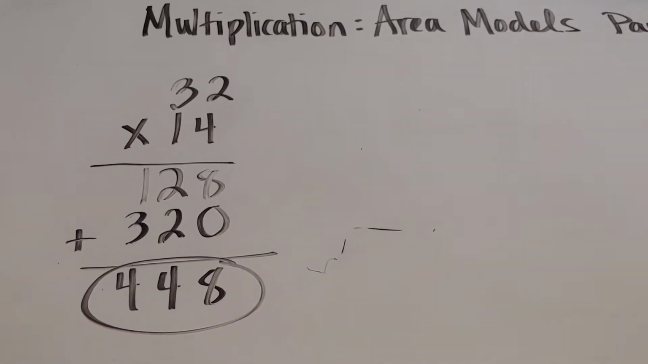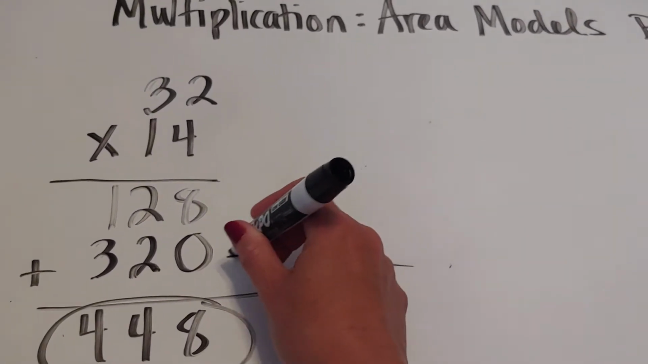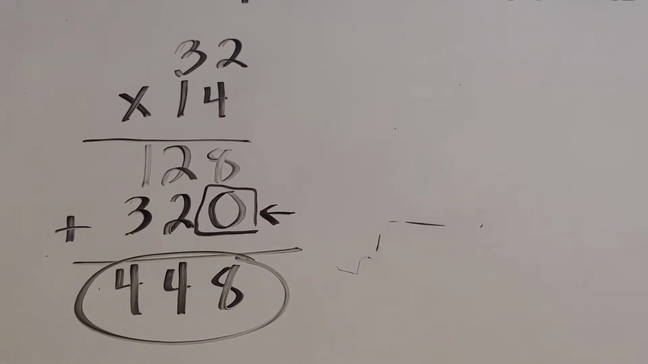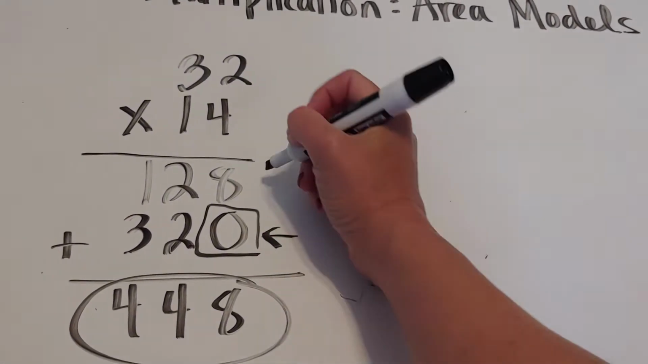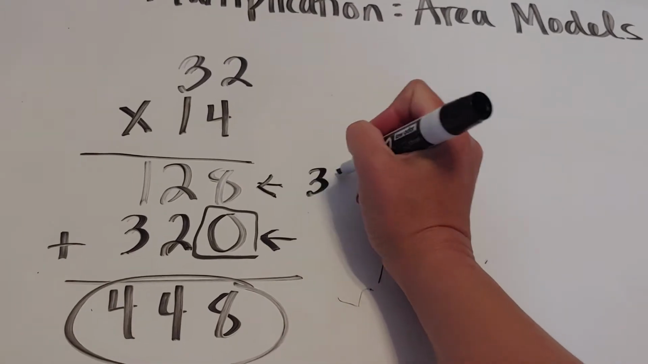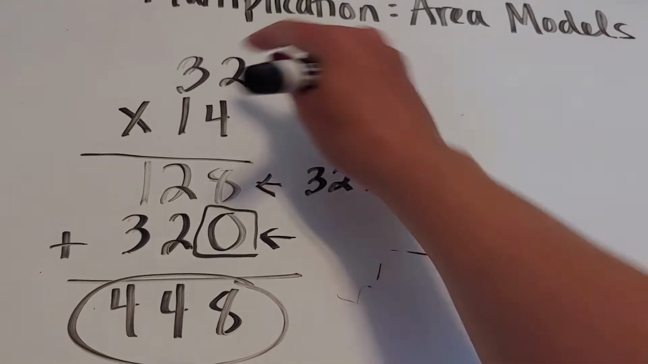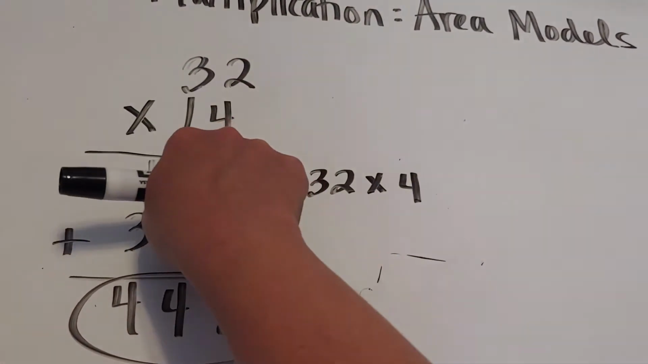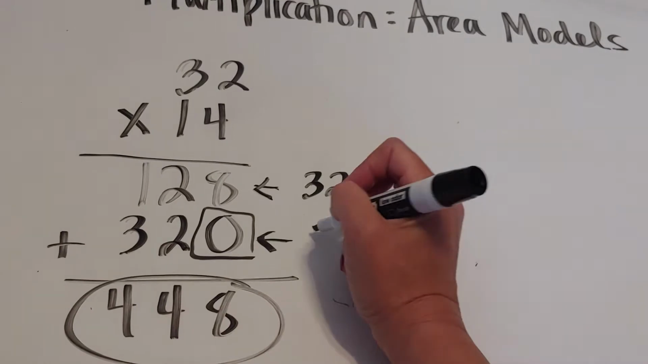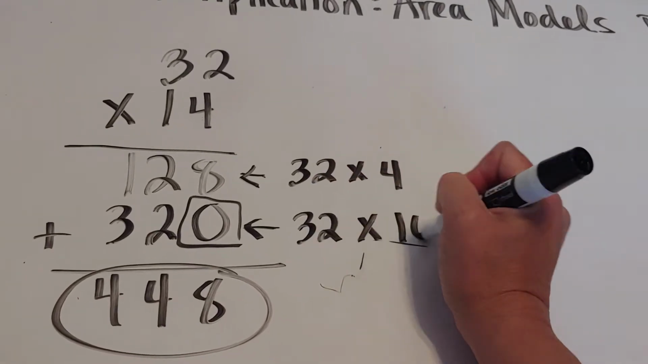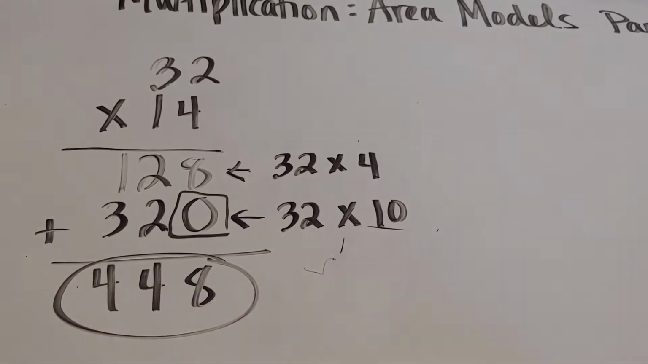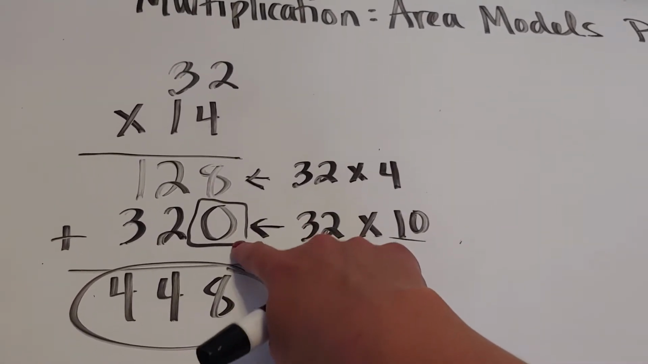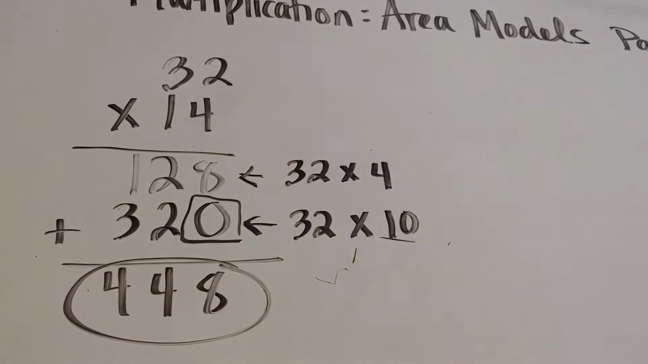All right, now the question: why do we have a placeholder of 0? Do you know why? It's because when I am doing this row, it is 32 times 4, so it's 4 times 32. This row is 32 times 1, but that 1 is in the tens place. So really, this is 32 times 10. These are called partial products. So that placeholder of 0 is really there because I'm not multiplying by 1, but by 10.